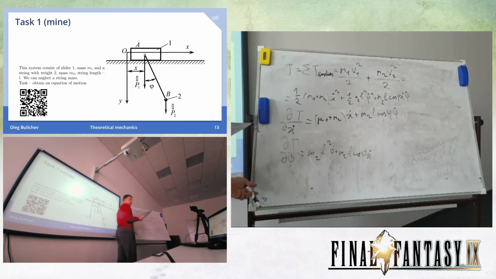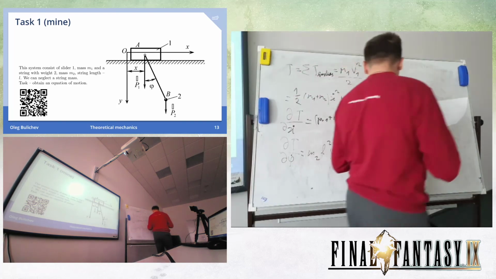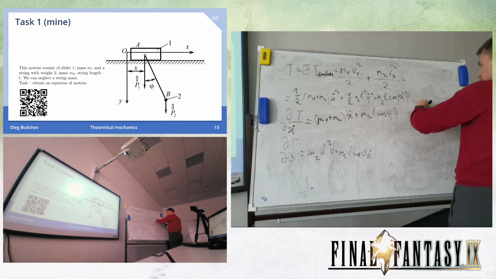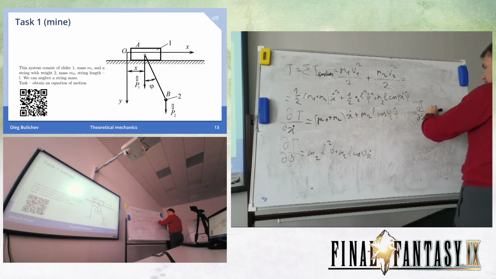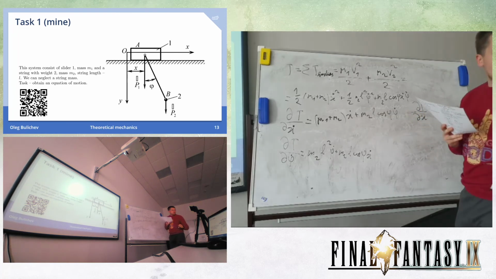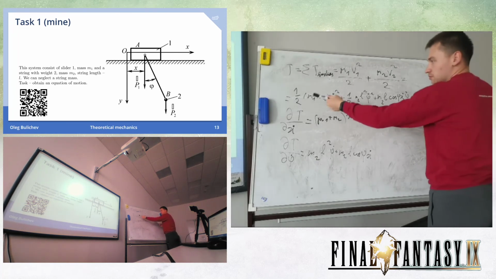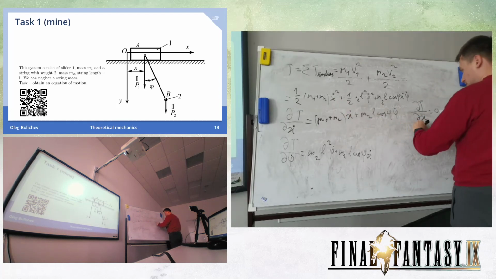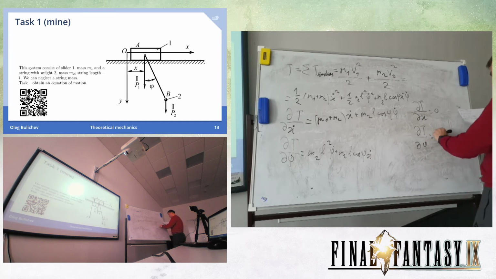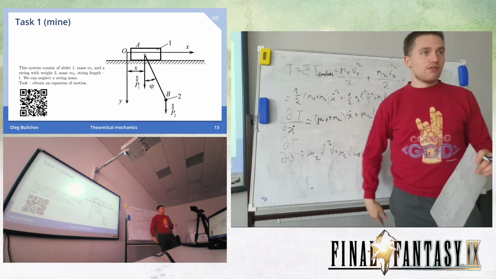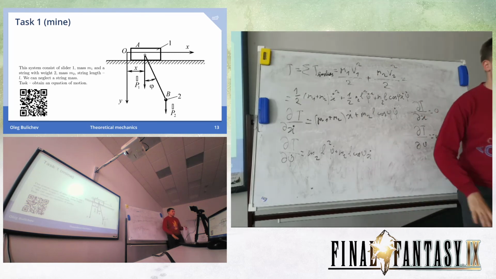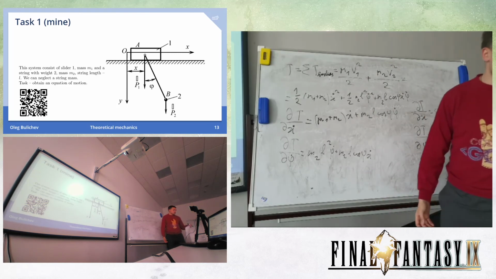After this, we need to find the derivative with respect to x. It will be equal to 0 because we don't have x there. And for theta, it will be minus m2 L sine theta theta dot x dot. Whew. We completed the part of kinetic energy. Now we need to work with generalized forces.